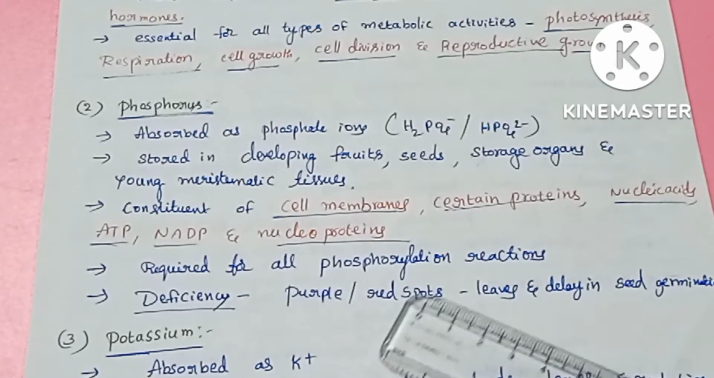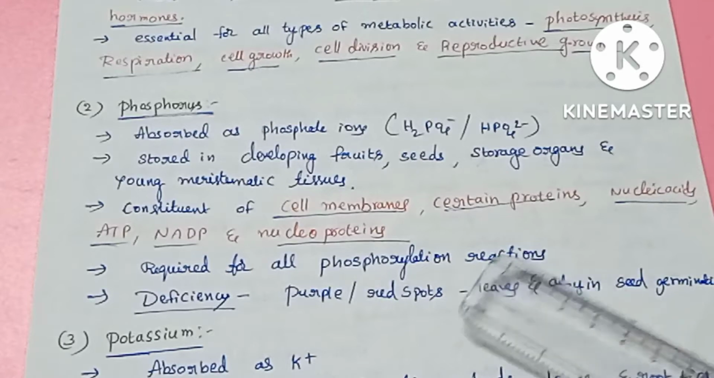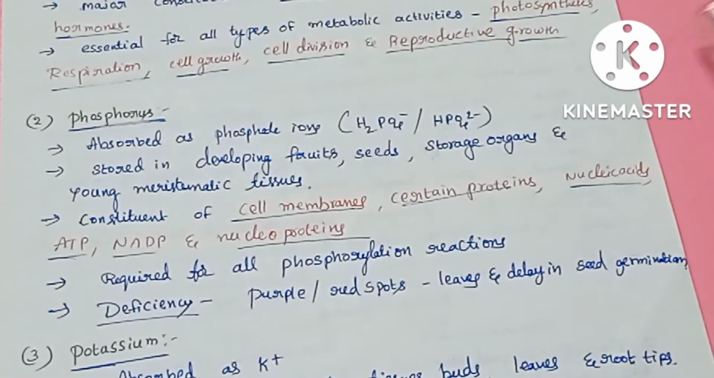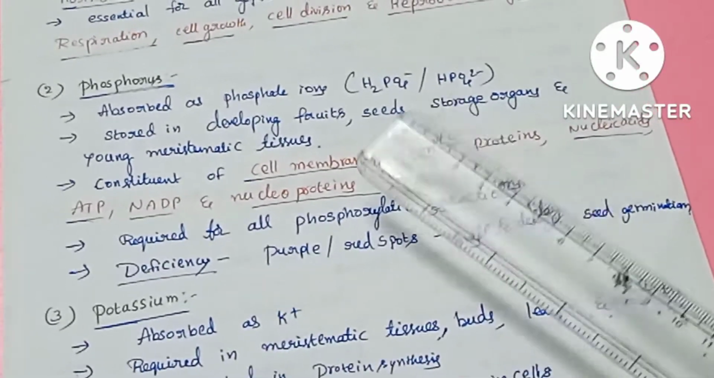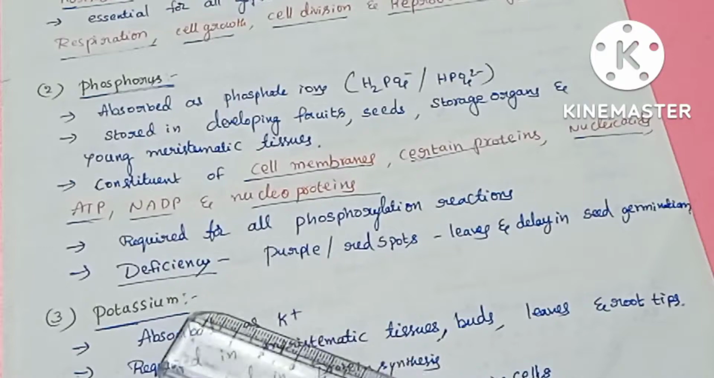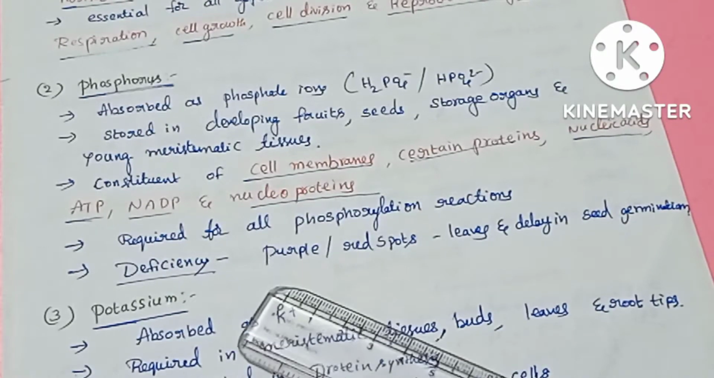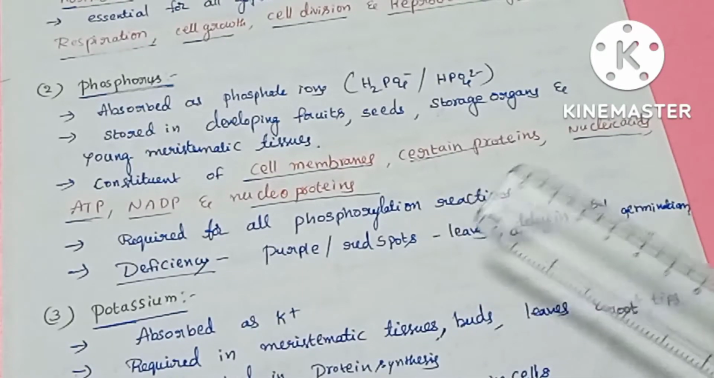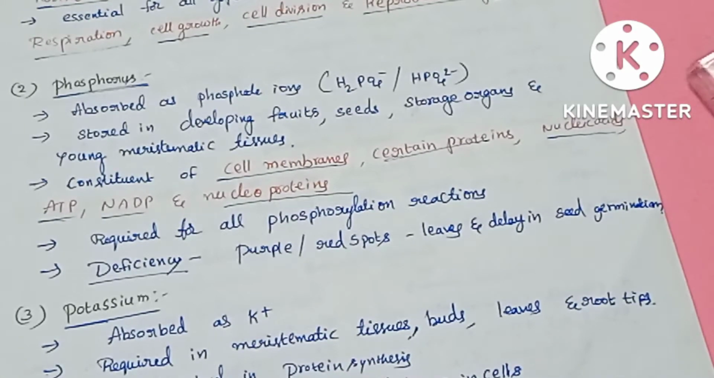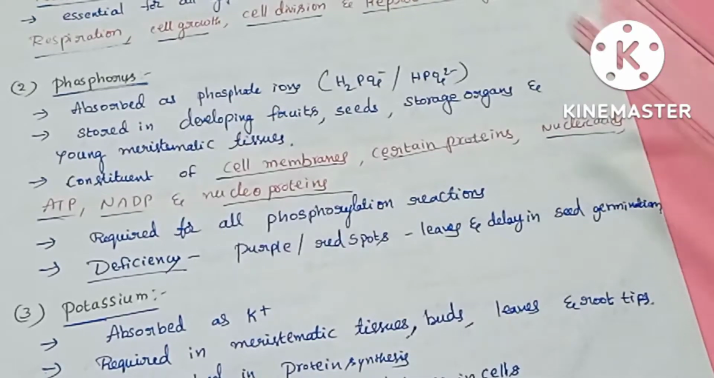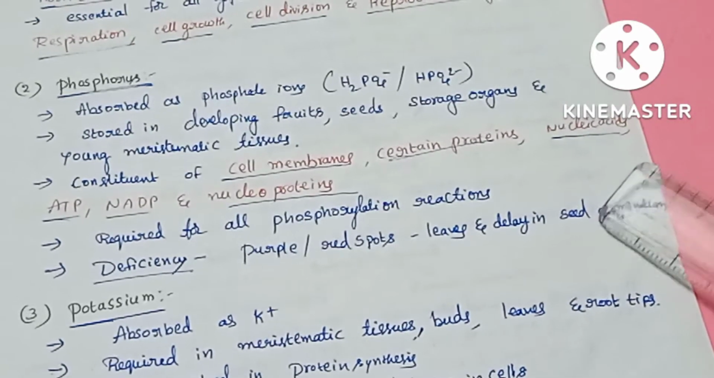It is the important constituent, and it is required for phosphorylation reactions also. What is meant by phosphorylation reaction? The addition of phosphate is called phosphorylation. For those phosphorylation reactions, phosphorus is required. Deficiency of phosphorus causes red or purple color spots on the leaves, and at the same time it delays seed germination also.